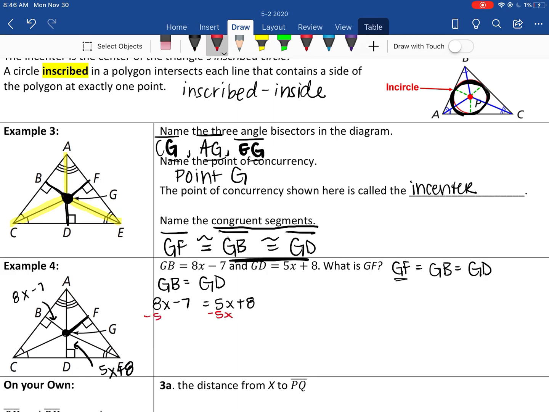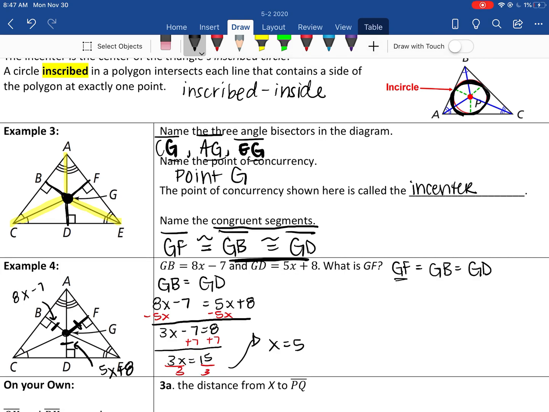So we can go ahead and solve. Subtract your 5x on both sides. 3x minus 7 equals 8. Add your 7. You get 3x equals 15. Divide by 3. x equals 5. Okay, so I have that x equals 5. What I need to do, though, is plug it back into one of them. I know that all of these are congruent to each other, so it doesn't matter which one I plug it into. Whatever one you plug it into is going to be the segment value for all three of those. It's going to be the same for GF, GB, and GD.